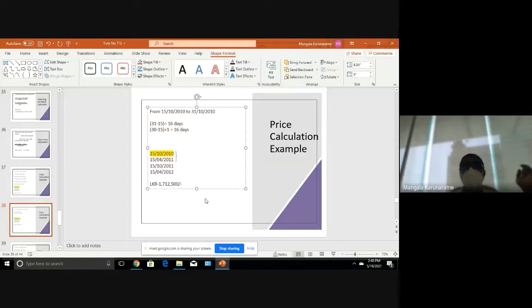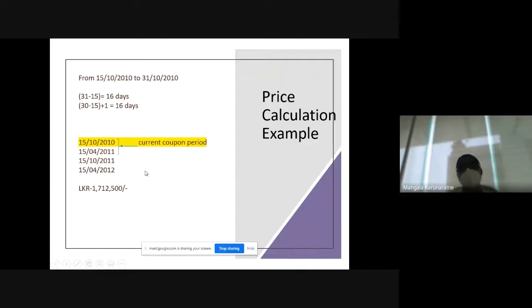This is the current coupon. You got this? So this is the current coupon period, right? Current coupon period, right? So can someone calculate the number of days for the current coupon period? That is from 15/10/2010 to 15/4/2011. Everyone should do it, and then let me know the answer.